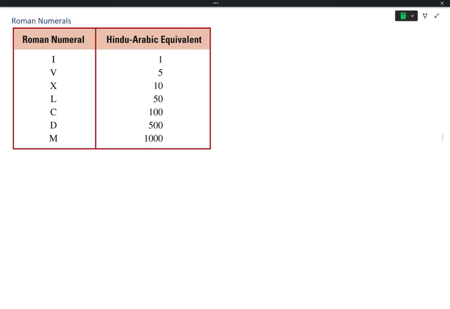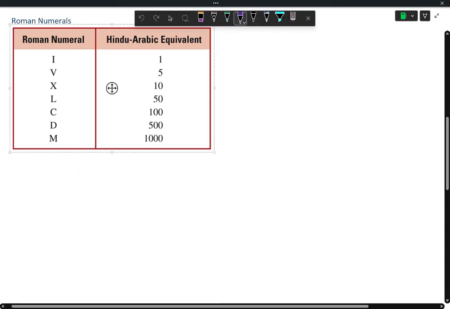So Roman numerals are another tally system. In other words, we use repeated versions of the same symbol to represent a number. So our number 4 would be written as 4 I's in Roman numerals. If I wanted to do 12, I would do an X for the 10, and then for the 2 in 12, I would do 2 I's.